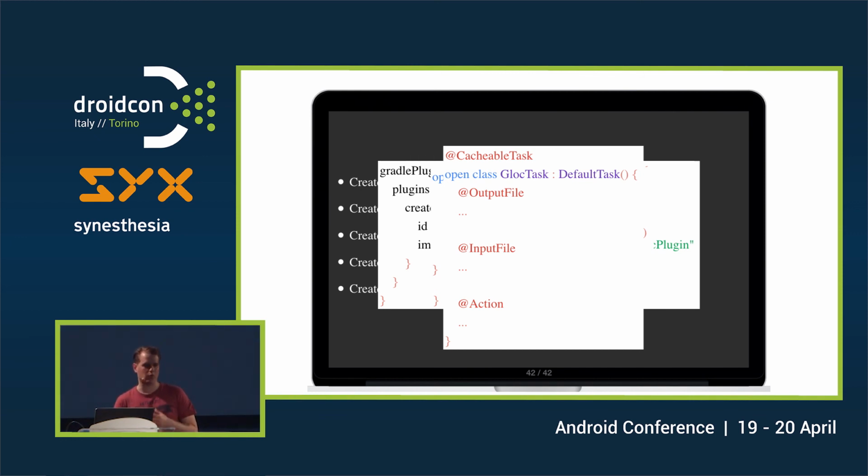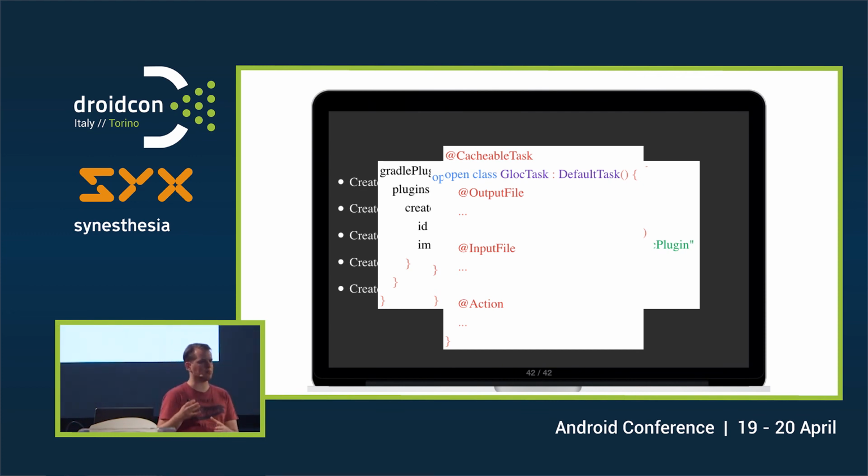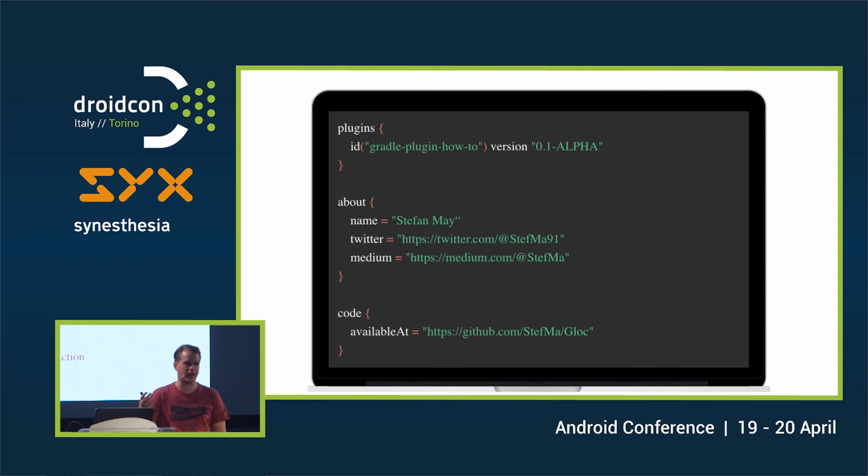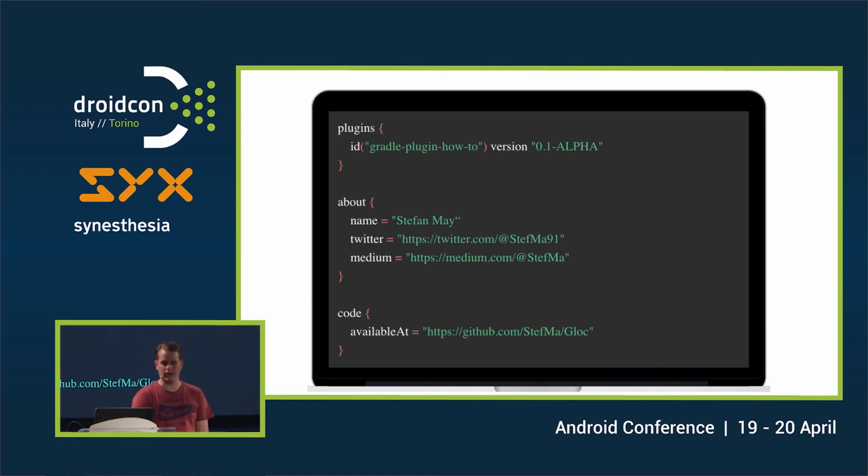The next thing was we created the plugin. That's the thing where we implement the plugin interface and the extension and create the tasks. The next thing was we created the extension. It's just a plain old Java class, Kotlin class, with the default values. And finally, we created the task with all those annotations in it. And that's all from my talk.